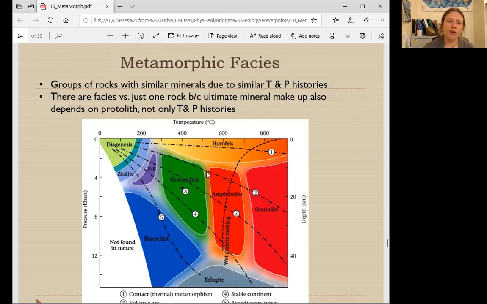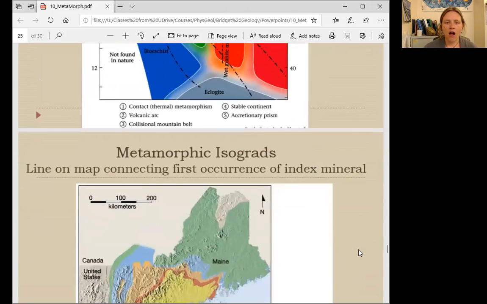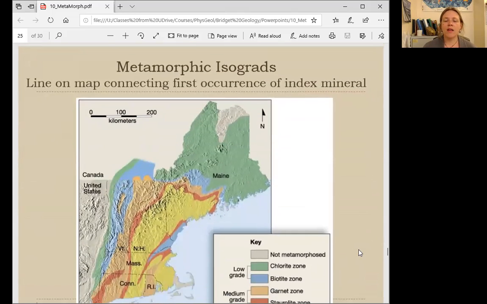We can get green schists, amphibolites, and blue schists, and so the different kinds of rocks will fall into these different facies. So anyway, I just wanted to mention that concept, that idea. Another thing that you'll see in the environment are called metamorphic isograds.